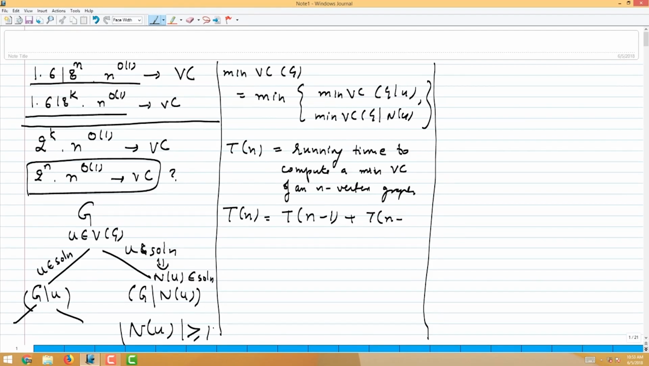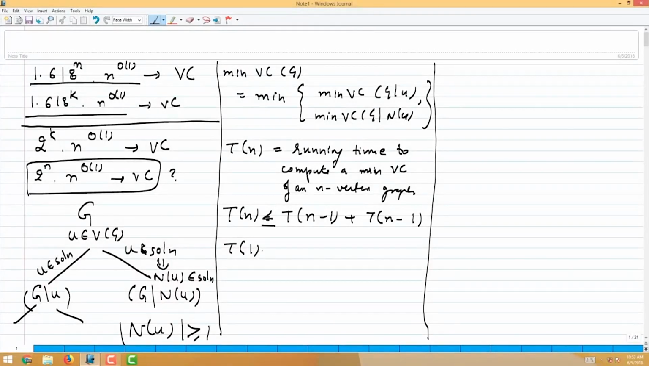So we know this recurrence is Tn is at most Tn minus 1 plus Tn minus 1 at least, because the neighborhood of u will be at least 1, right? So this is the recurrence that you get, and when you solve this recurrence, what do you get? What does this recurrence solve to? What will be the value of Tn now? Okay, I have to tell a base case first of all, sorry.